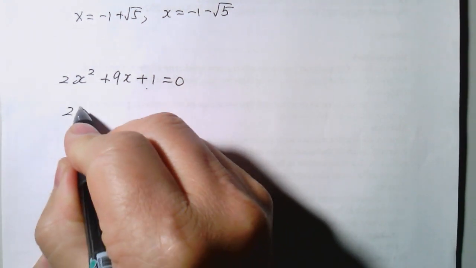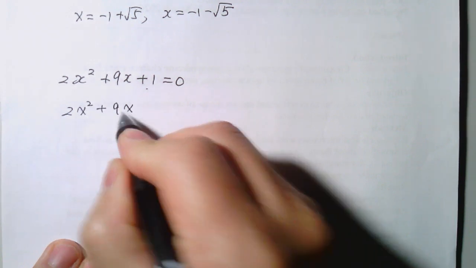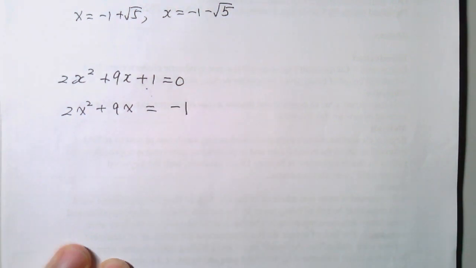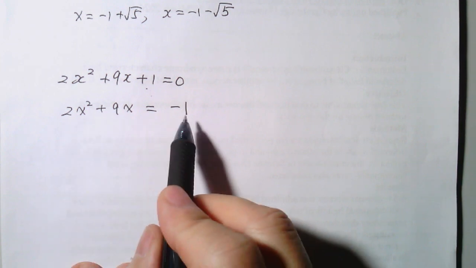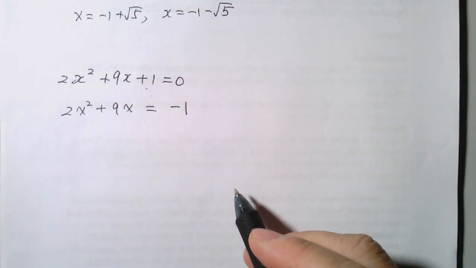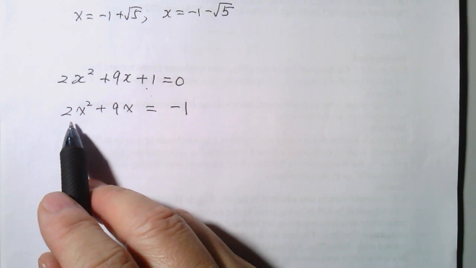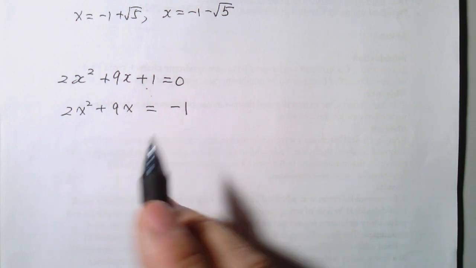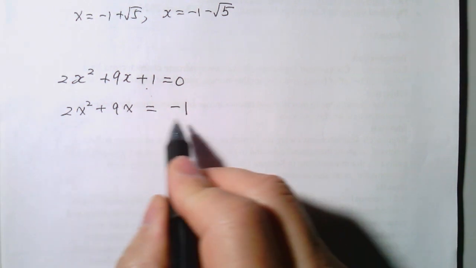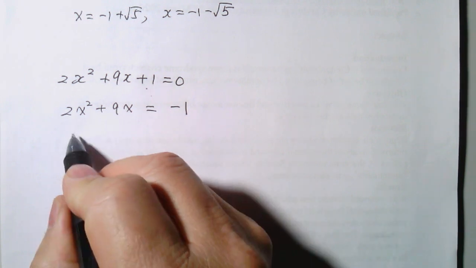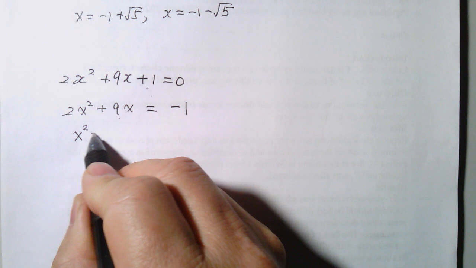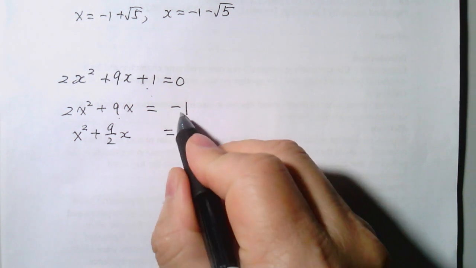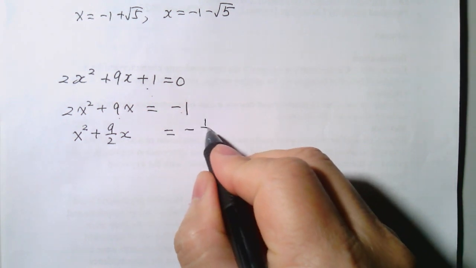So you have 2x squared plus 9x, subtract 1 from both sides. So you get minus 1 there. Because the leading coefficient is not 1, we can't use the method we have there. So what do we do here? We use 2 to divide both sides. Use 2 to divide both sides. So every term must be divided. That's divided by 2, which is x squared. That's divided by 2, which is 9 halves x. And this one divided by 2 is negative 1 half.